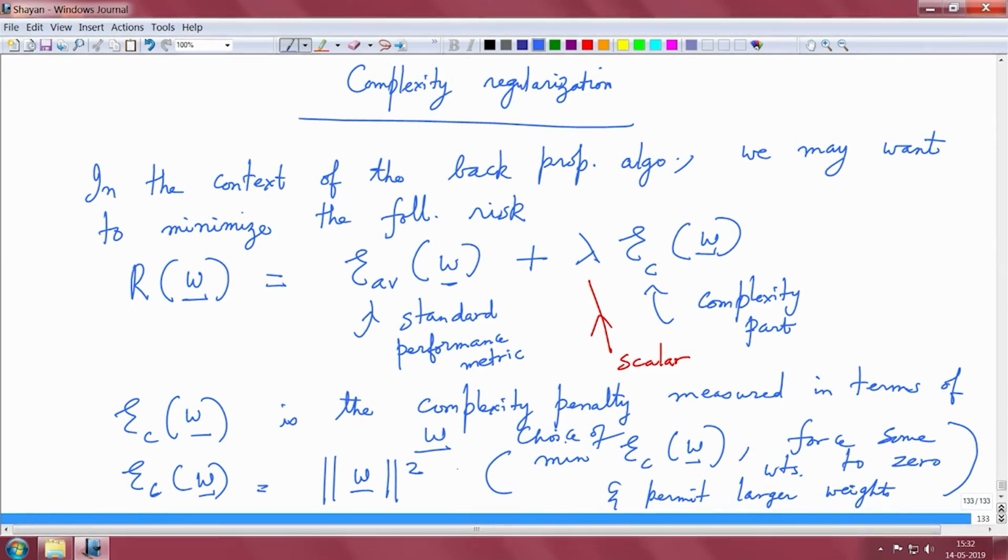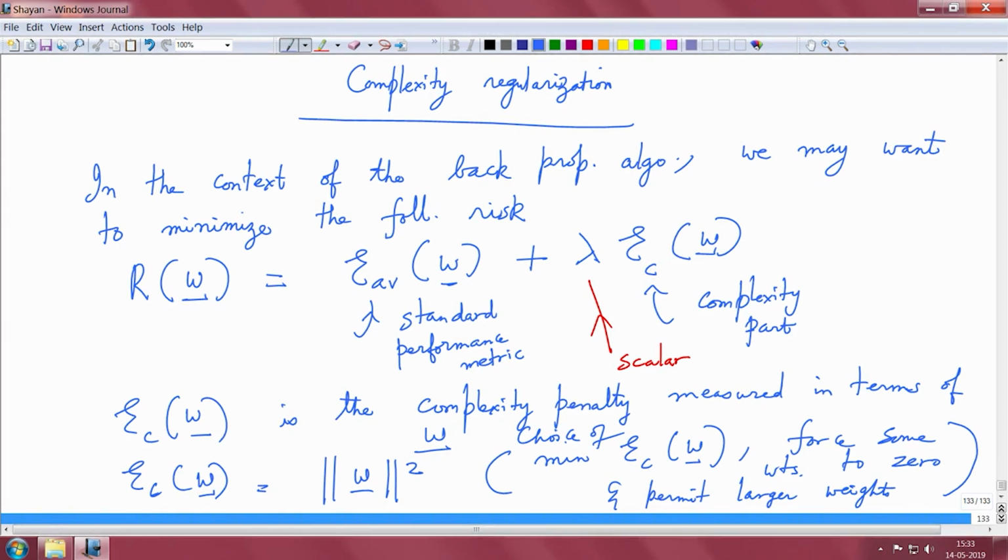You can have other choices of the optimization metric, but I think what is very important in this regularization, lambda is the scalar which kind of, right, lambda acts as a regularizing parameter which strikes a trade off between the standard performance metric and the complexity part, and then by using a suitable choice of the complexity functional you can kind of optimize the network further, right. This completes the idea behind complexity regularization.